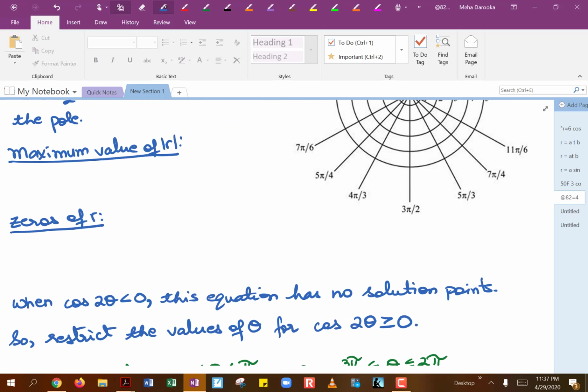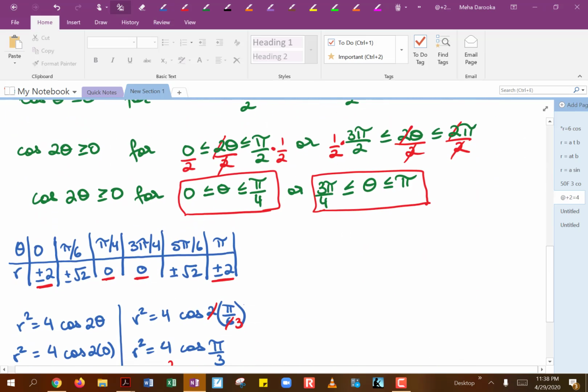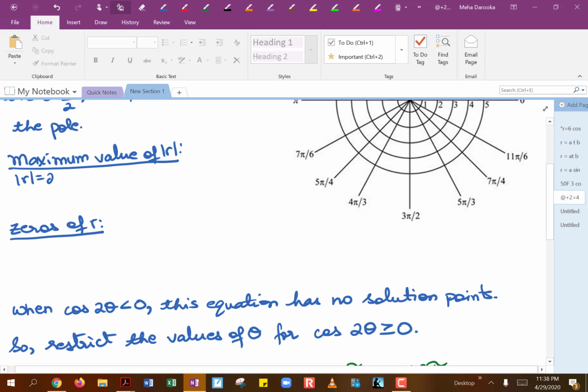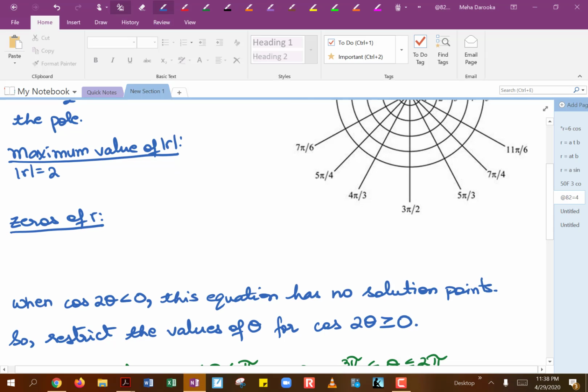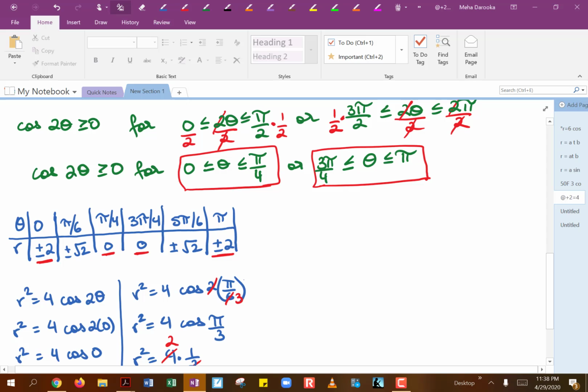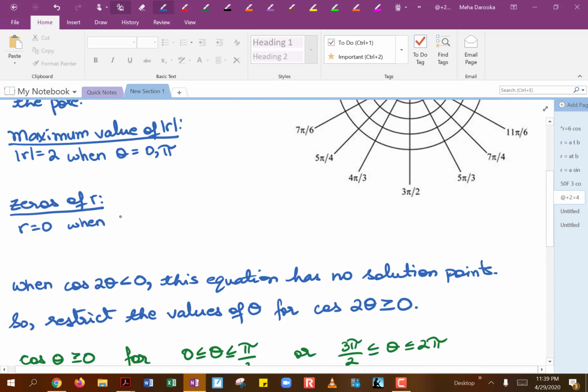So let's go ahead and write these down. We have a maximum value of absolute value of r equals 2 when theta equals 0 and pi. And then let's see when is our r value equal to 0, when our angles were pi over 4 and 3 pi over 4.